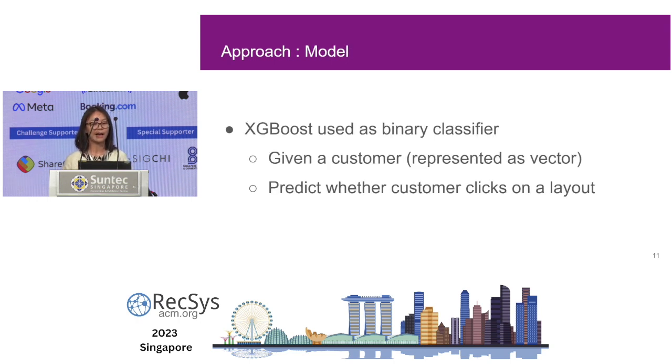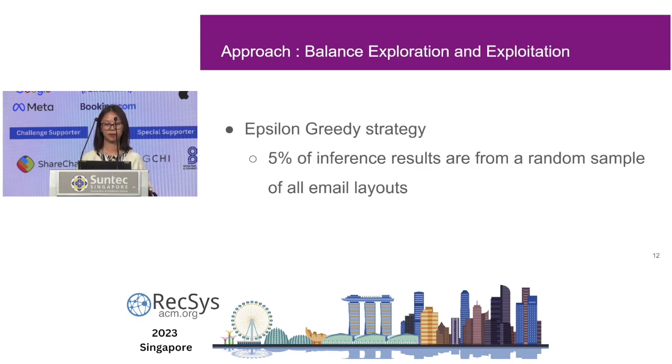In terms of the actual machine learning model, we make use of XGBoost as a binary classifier. For each customer, the goal is to predict whether they will click on the email. Why did we choose XGBoost here? Because it generally performs well, and it is also comparable against many state-of-the-art models. To make the problem tractable, we adopt an epsilon-greedy approach to balance between exploration and exploitation. So 5% of the time, instead of using the email layout predicted by our model, we will choose from a uniform distribution of all email layouts.